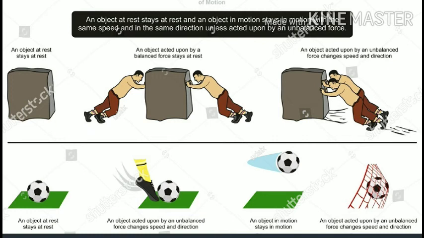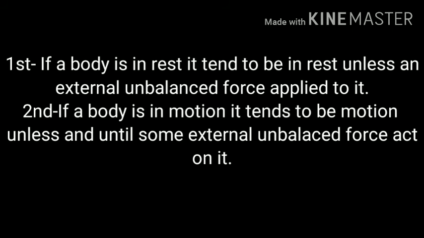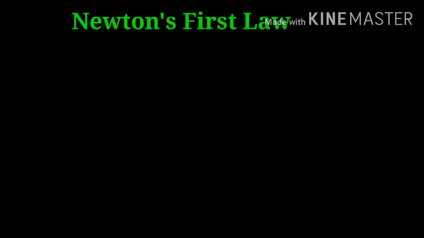So we have got two conditions, and from these two conditions we can write Newton's first law. First condition: if a body is at rest, it tends to stay at rest unless and until an external unbalanced force is applied to it. And if a body is in motion, it tends to stay in motion unless and until some external unbalanced force acts on it. So now from these two conditions we can write Newton's first law of motion.